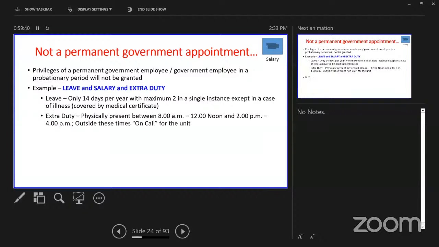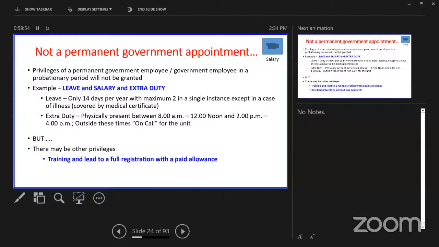Extra duty, physically present between 8 to 12 and 12 to 4. Outside these times, on call for the unit, but you are not paid any extra duty allowances. But there may be other privileges like training leading to a full registration with a paid allowance. You will be paid an allowance and you will get a training free of charge, and you will end up in full registration with a license to practice medicine and surgery in Sri Lanka. That's the linkage between your medical career and becoming a professional medical practitioner. So this link is provided by the internship.